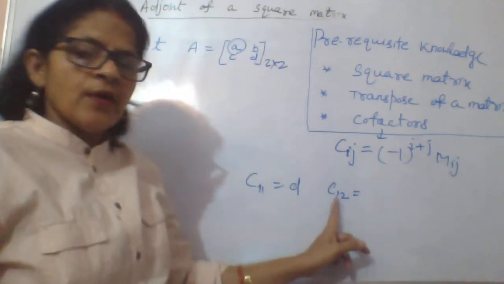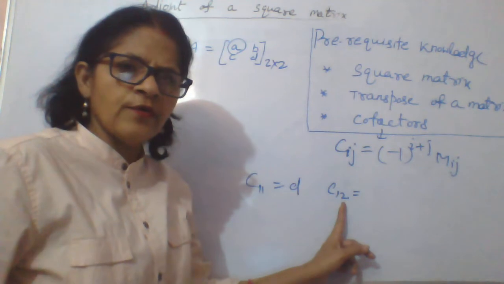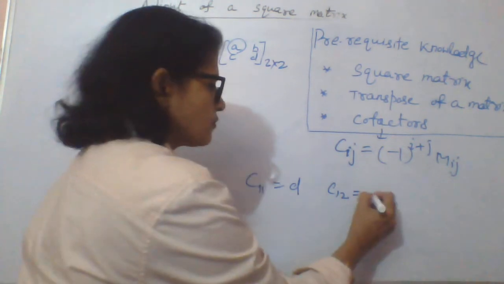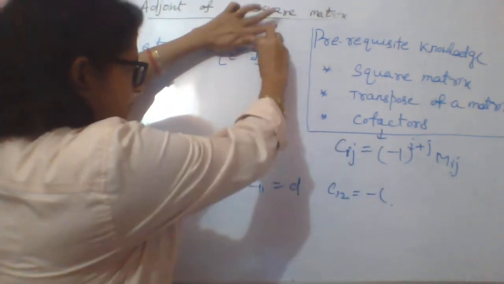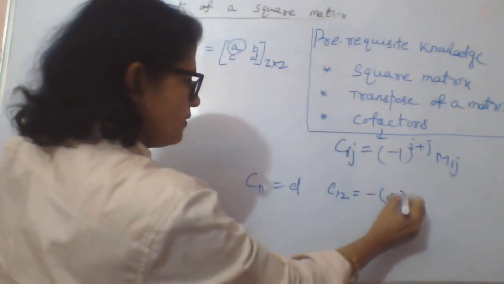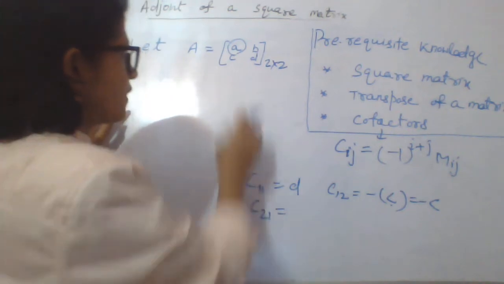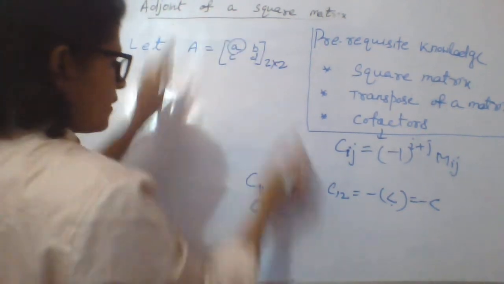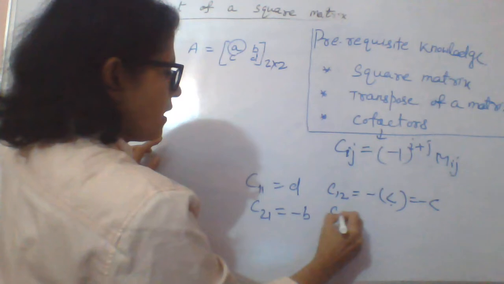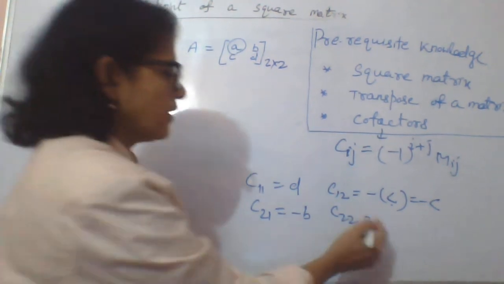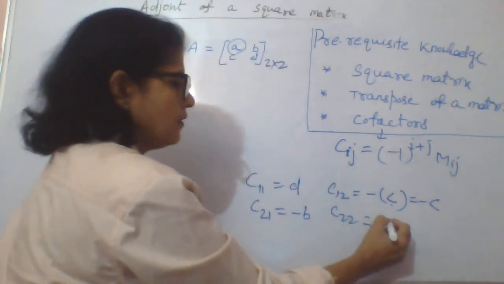C12: since 1 plus 2 is odd, the cofactor is the negative of the minor, so you get minus C. C21: again the cofactor will be the negative of the minor, so you get minus B. And C22: the cofactor is equal to A.